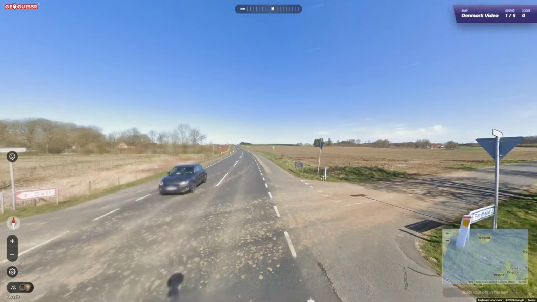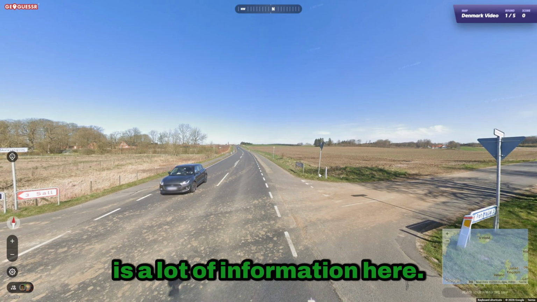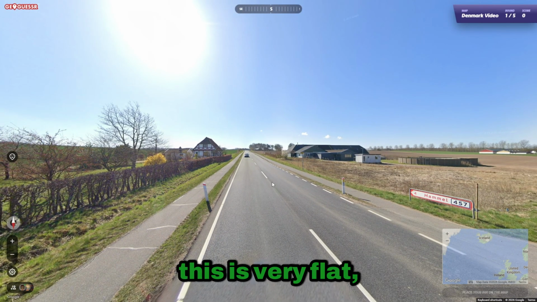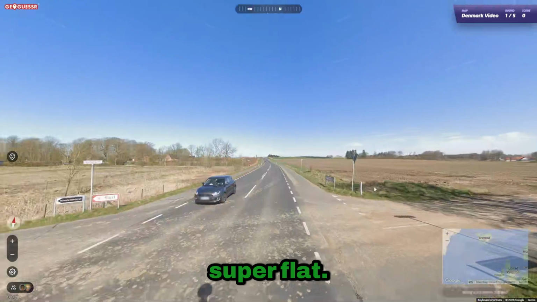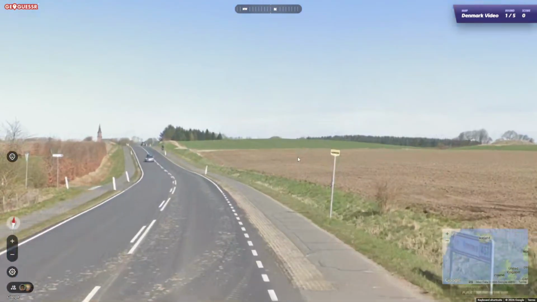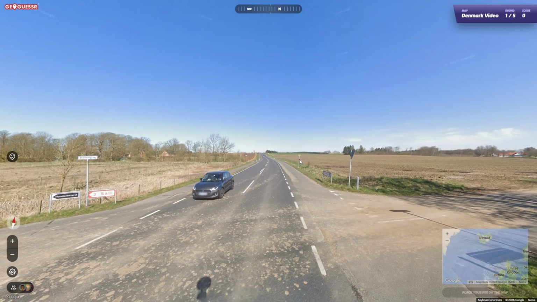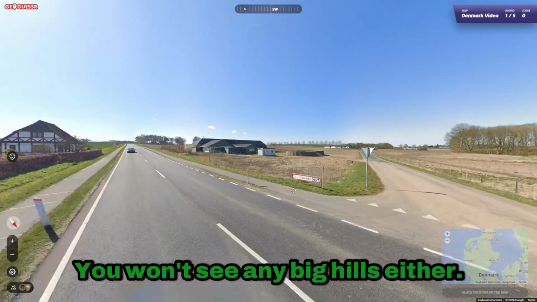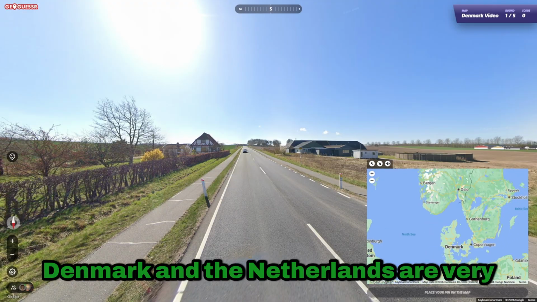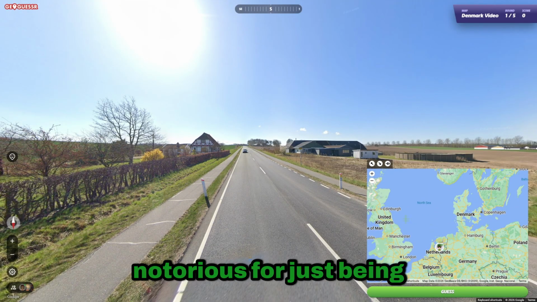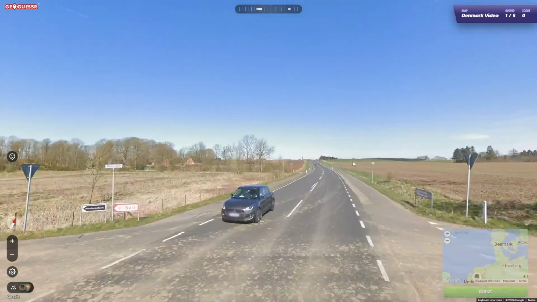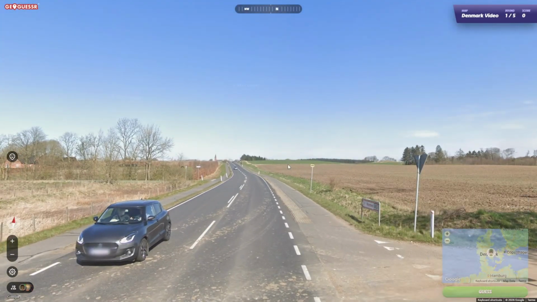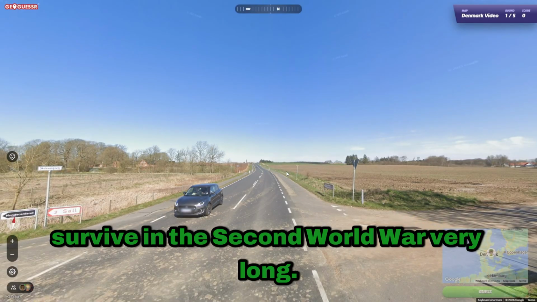Okay, so this is a good starting round because there is a lot of information here. So, the first thing we see is that this is very flat, super flat. And Denmark, I mean, there's some slight elevation hills and such, but you will never see a mountain in mainland Denmark. You won't see any big hills either. Denmark and the Netherlands are very notorious for being extremely flat. Hence why they didn't survive in the Second World War very long.